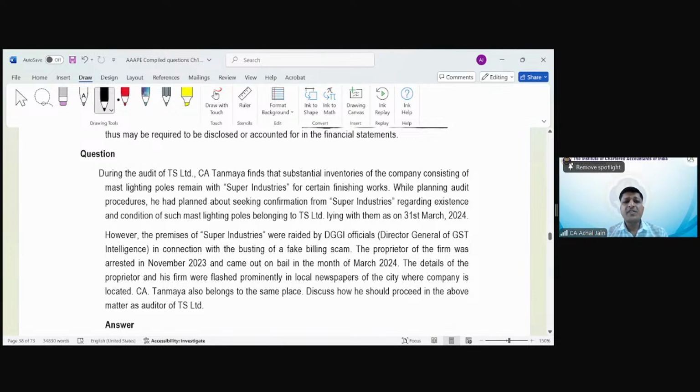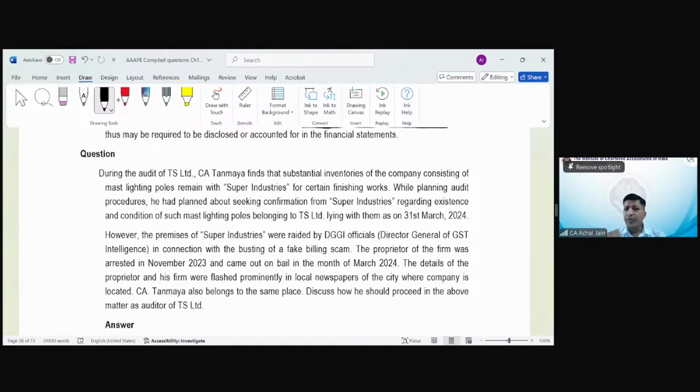During the audit of this company TS Limited, CA Tanmay, I think Ravi has a query. Yes, Ravi? Sir, in the question, her letterhead is used. That is wrong, sir. Yes, that is wrong. She can't use her letterhead. She should be using the letterhead of the management. That's correct.